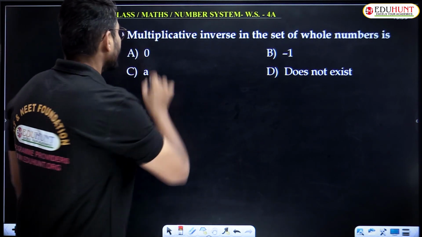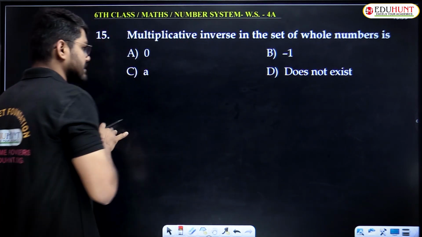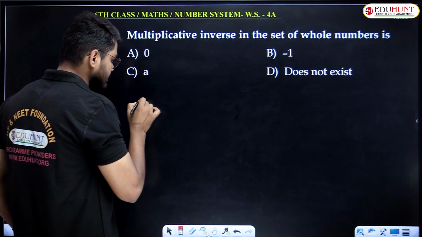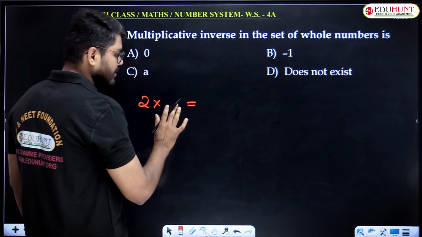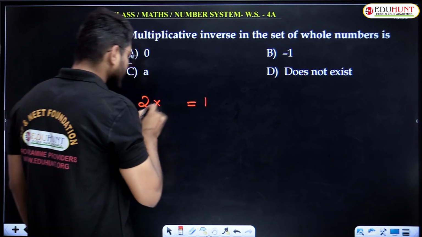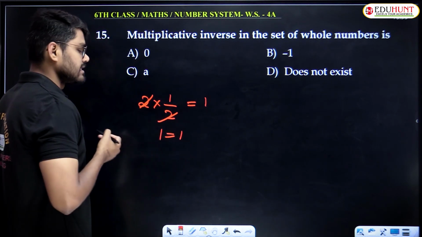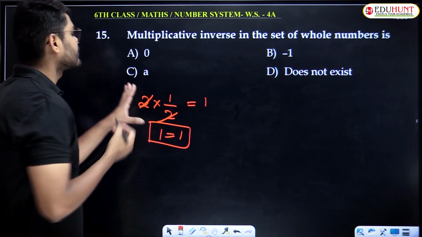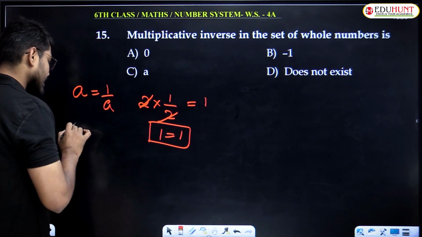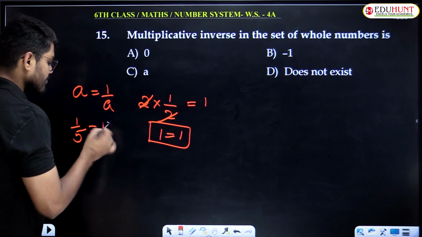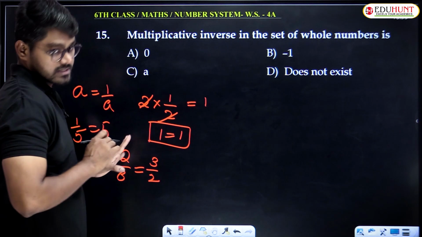Okay, students. Multiplicative inverse in the set of whole numbers. What do you mean by multiplicative inverse? If I take a number 2, I should multiply it by a number such that the result must be 1 only. Which number do I have to take here? 1 by 2 only. 2 ones are 2, 1 by 2 into 2 is equal to 1. Therefore, multiplicative inverse of 2 is 1 by 2. Multiplicative inverse of a is equal to 1 by a. Multiplicative inverse of 1 by 5 is equal to 5. Multiplicative inverse of 2 by 3 is equal to 3 by 2. This is the concept. Remember, students.